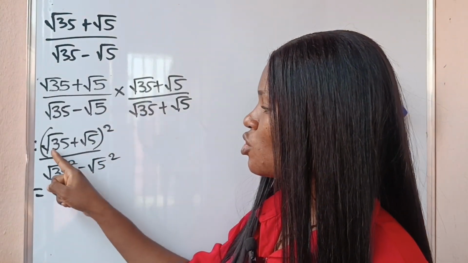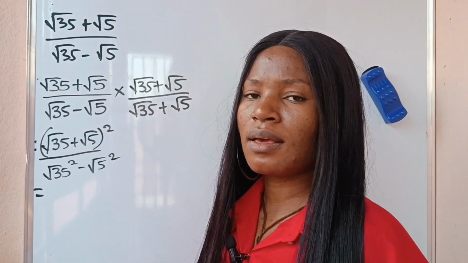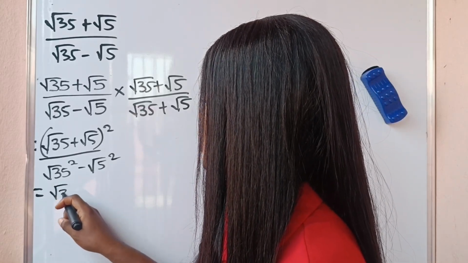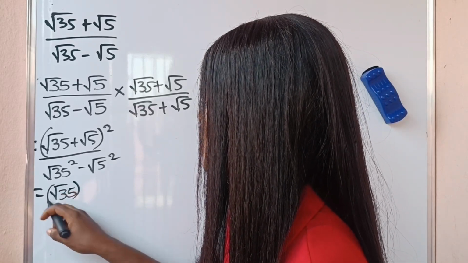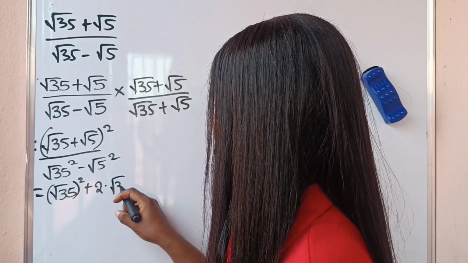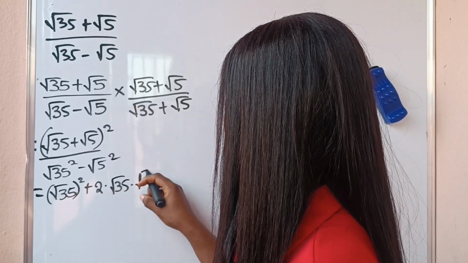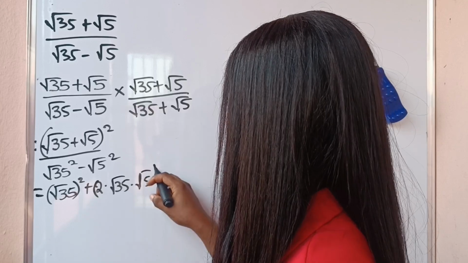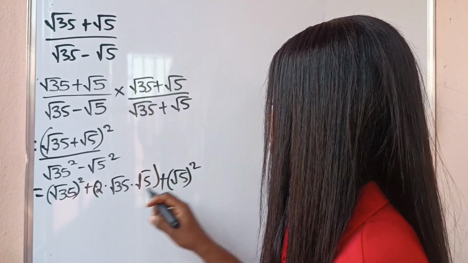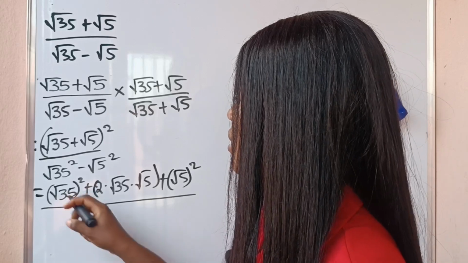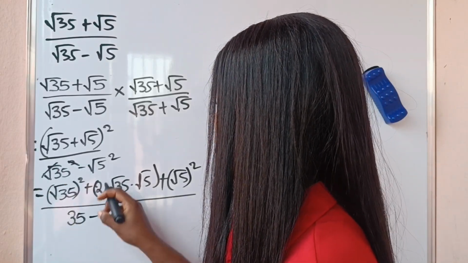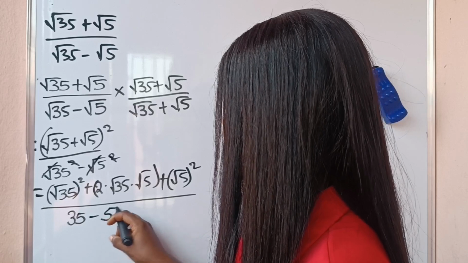Now our a is root 35, our b is root 5, so we have a squared, that is root 35 squared, plus 2ab, 2 multiplied by root 35 multiplied by root 5, plus b squared, that is root 5 squared, divided by, now root 35 squared, this will cancel this to give us 35, minus this will cancel this to give us 5.